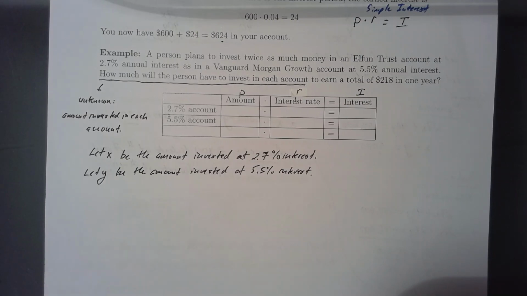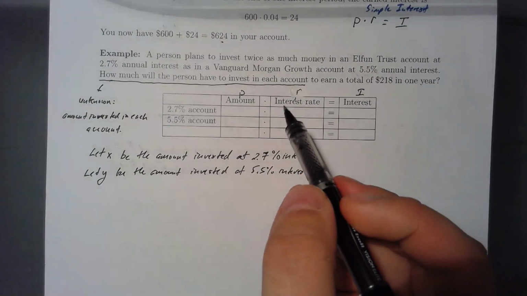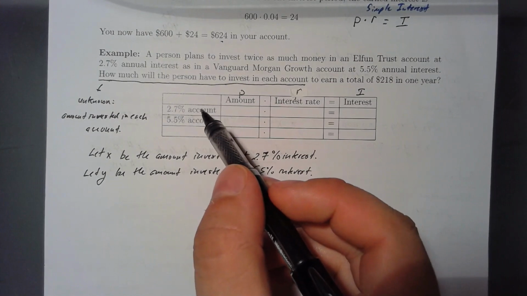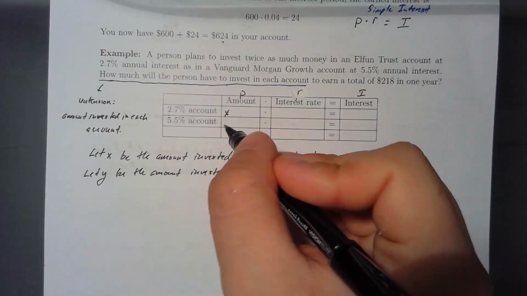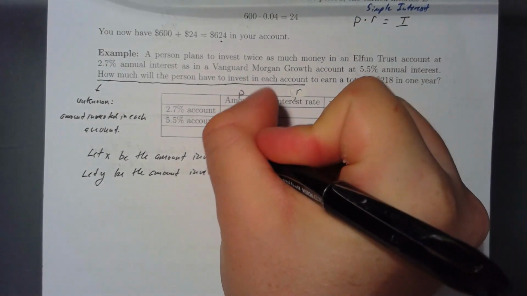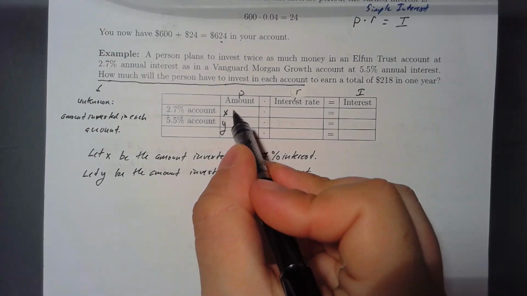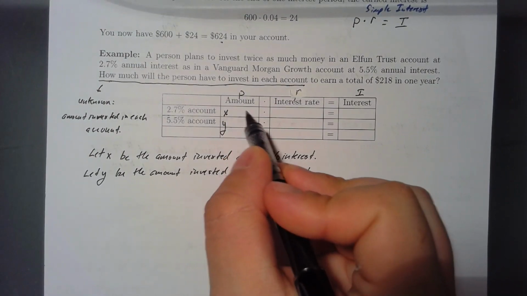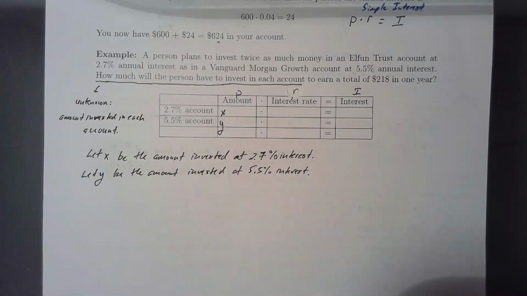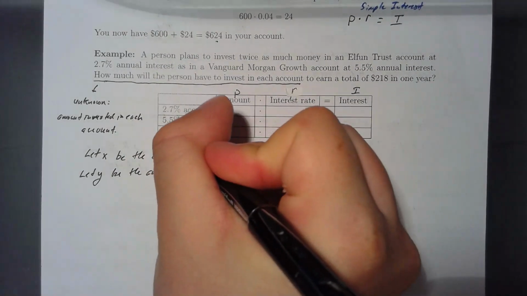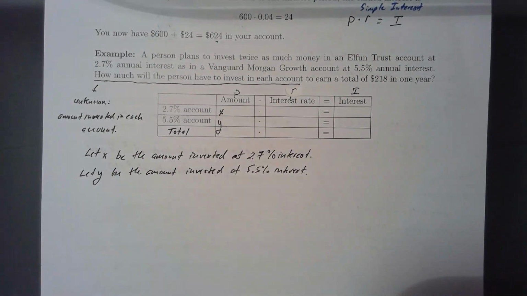All right, so now that I've identified these unknowns, let's fill it in. So the amount at 2.7% is X, and the amount invested at 5.5% is Y. Again, I'm just giving myself some space in case I have to write an equal sign in here, and as it turns out we do, but we'll get to that. All right, so let's fill in the rest of the table. This should say total here. I guess I forgot to type that in when I made the notes, but anyway, let's fill in the rest of the table.